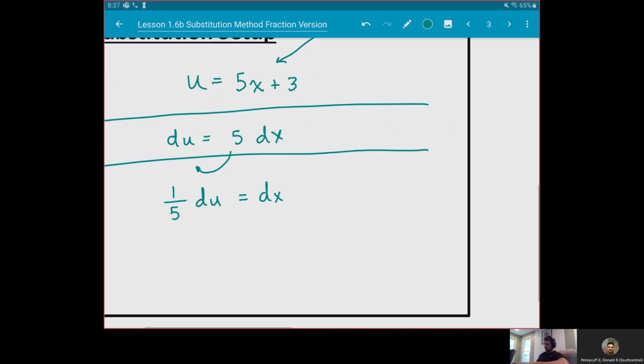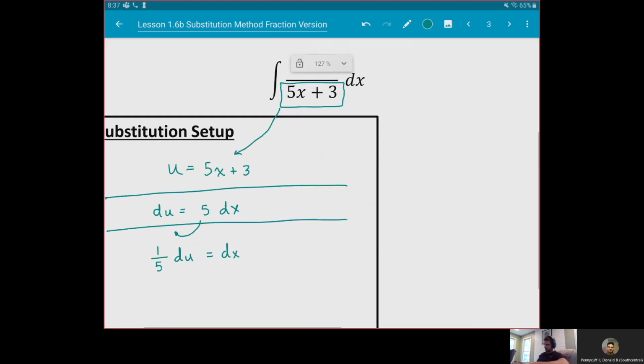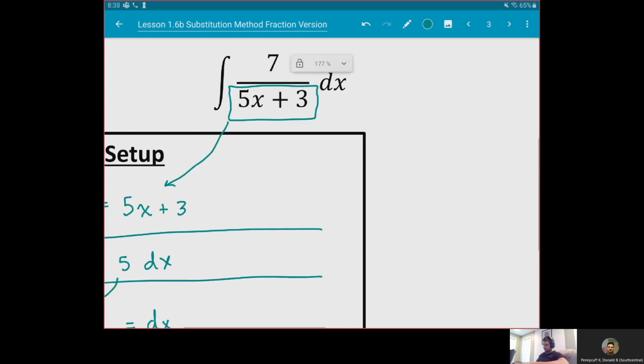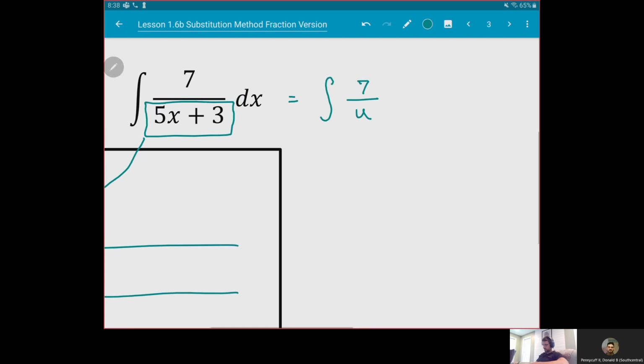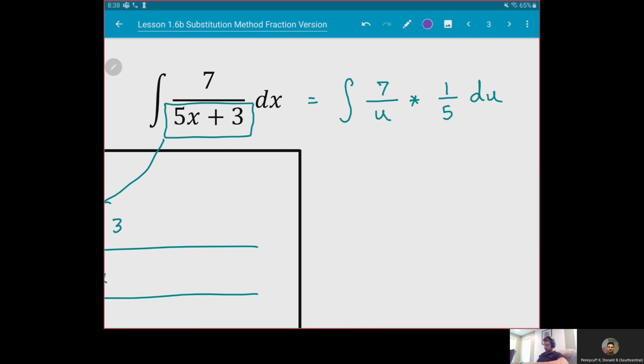Man, I'm getting old. Okay, so now that I've got all of that done, now I can move up here and start plugging it in. So that's going to be the integral of 7 over u times 1 over 5 du.